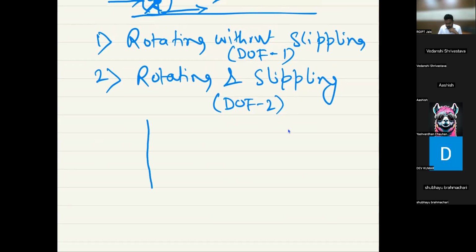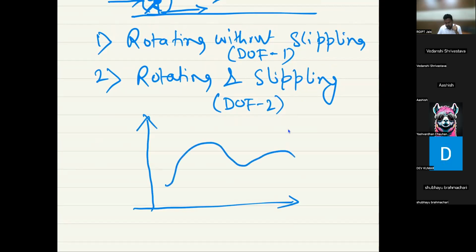Let's quickly take another example. You have some arbitrary path, with x and y axes. This is one arbitrary path, and you have one ball of mass m. It is following this path and moving along it. Then how many degrees of freedom do we have here?